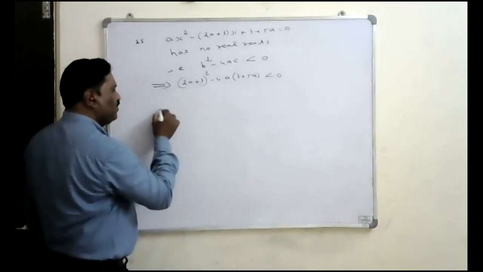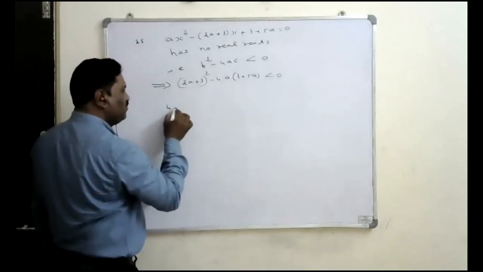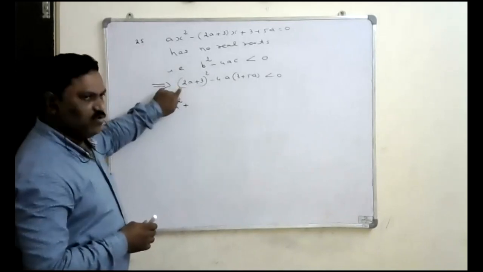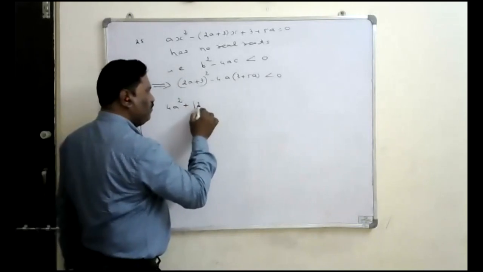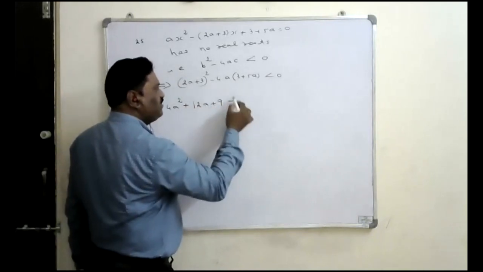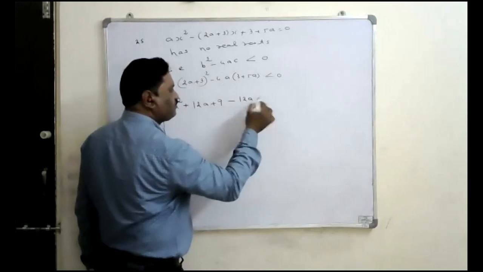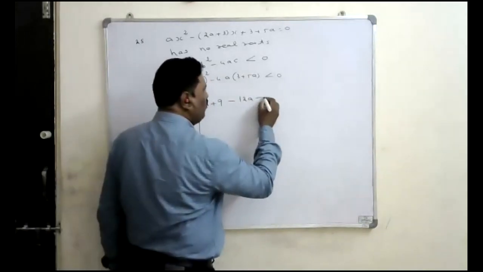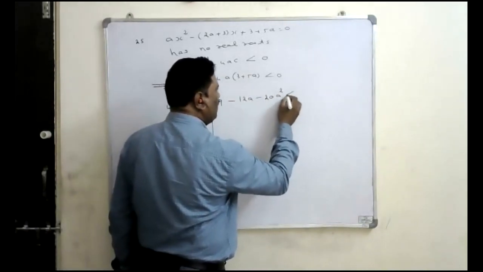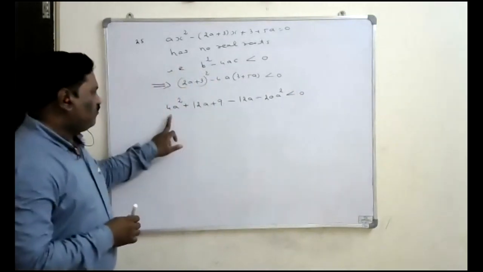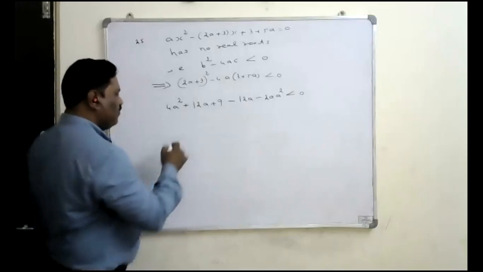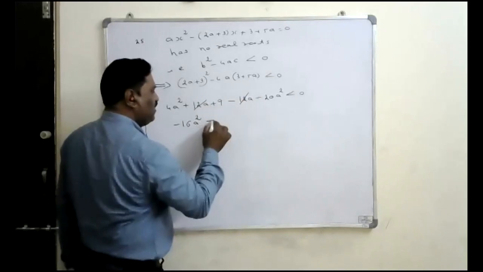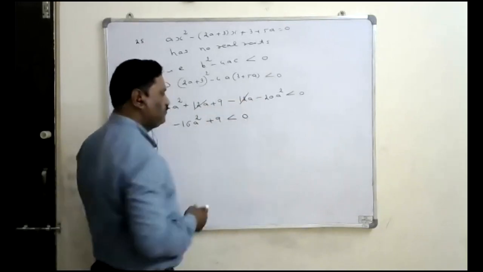Now if you expand 2a plus 3 whole square, what is the expansion? 4a square plus 2 into 2a into 3, that is 12a, plus 9, minus 4 into 3 is 12a, minus 4 into 5 is 20a square, is less than 0. Okay. Now 4a square minus 20a square means minus 16a square. 12a is getting cancelled, plus 9 is less than 0, right?